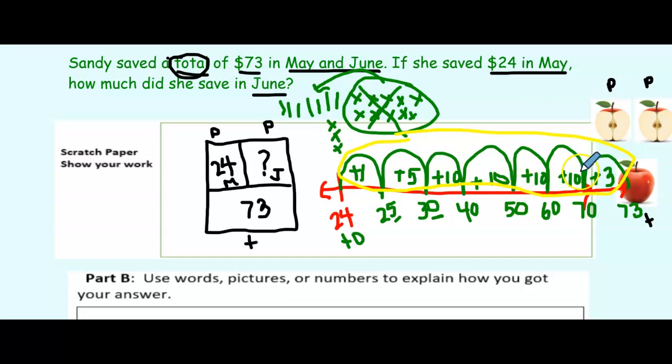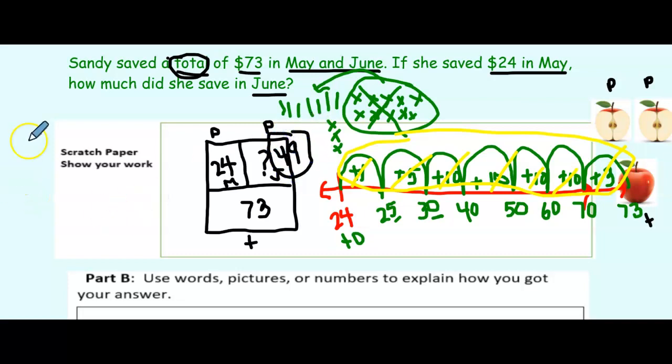So let's count our tens. Can you help me? 10, 20, 30, 40, 45, 46, 47, 48, 49. Boys and girls, our missing number is 49. Great job, boys and girls.